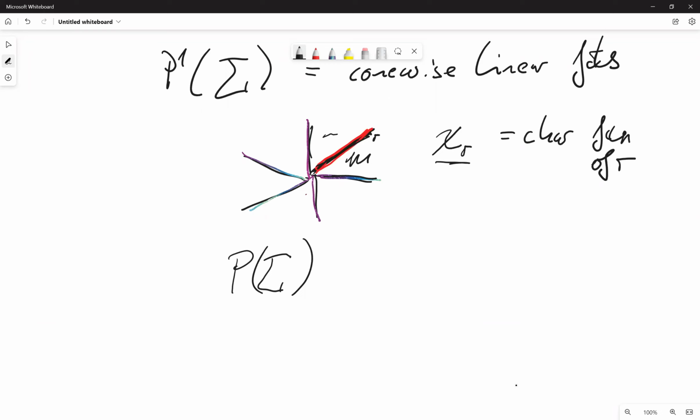And now what I want to do is take this algebra and take out the boring information, so the information that has nothing to do with the combinatorics. What is boring? Everything that does not depend on the fan structure, on the number of rays, for instance. So I take the following quotient. I take A of sigma, and this is P of sigma, modulo the ideal generated by global linear functions.